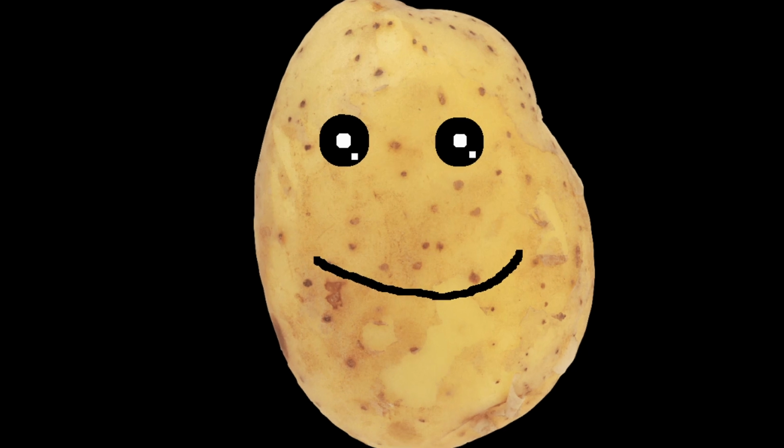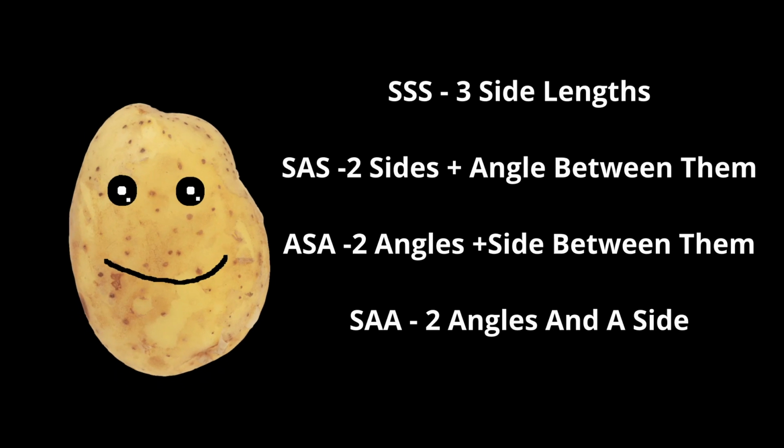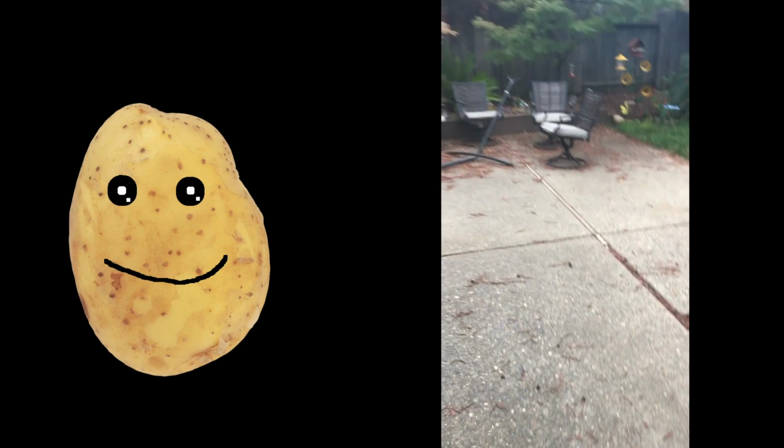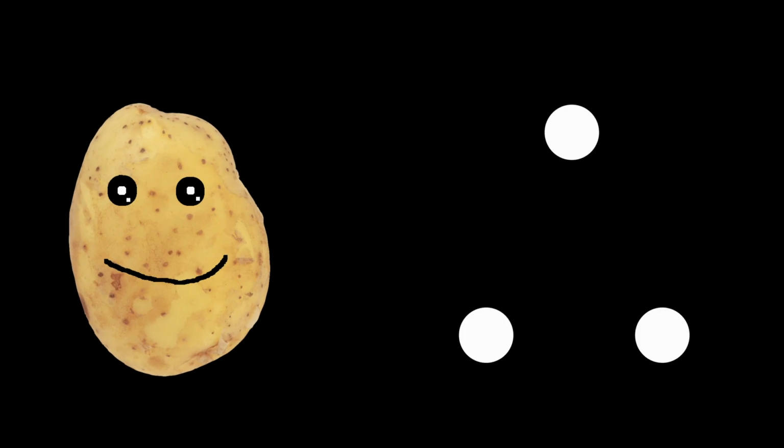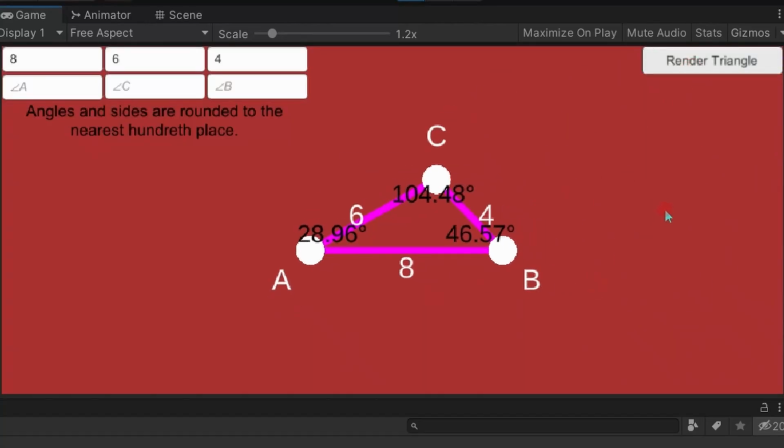It's finally finished. The program can now take inputs from the player, determine which postulate to use, calculate the missing information, determine where each point goes, draw the lines between the points, and label the triangle.